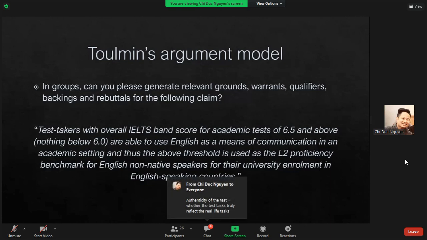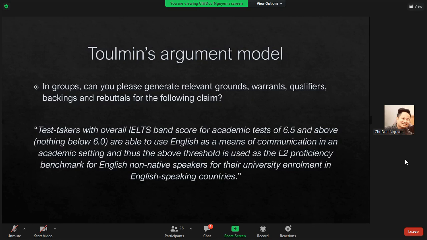Okay, you are right when we talk about the authenticity of the test. When we talk about test authenticity, we refer to whether the test task truly reflects the real-life task. Is there some kind of correspondence between the test task and the real-life task? This correspondence is very important, because if we do have it, when you perform very well on the test, it's very likely for you to perform very well in real life as well. So that is another kind of evidence that we need in terms of the validity of the test itself.